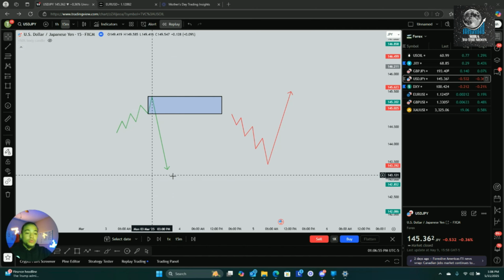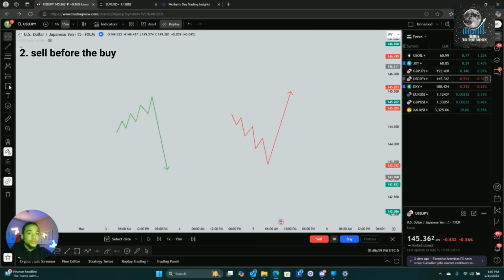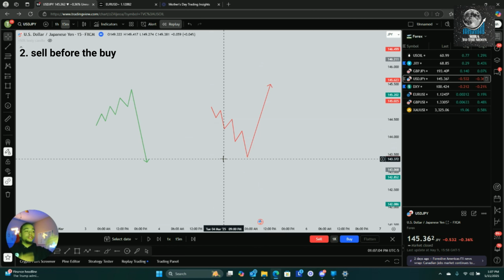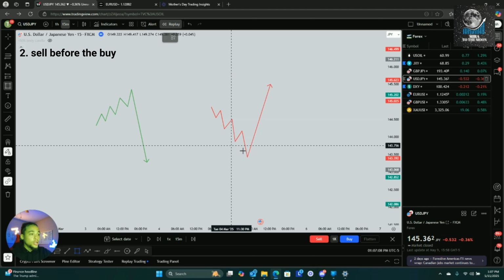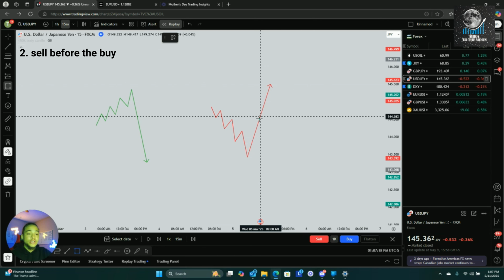Okay, so for number 2, we're going to talk about the sell before the buy. Let's delete this zone real quick so we don't confuse anybody. As you can see here, we have a bearish trend. Price is trending down, making lower lows and lower highs. So price makes a low, then price makes a high, then price makes a lower low. Then price proceeds to go to the top side in an extreme fashion and in a volatile way.